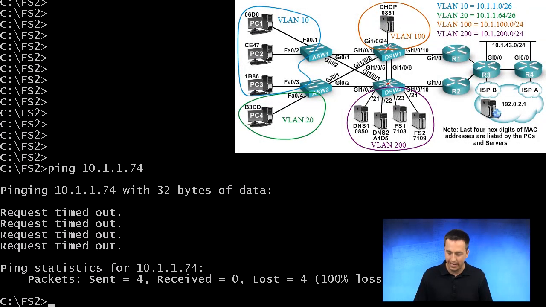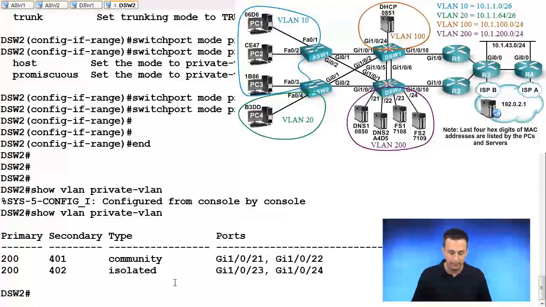Now, why is that? Think about it. Have we identified the promiscuous port, the port that goes up to the default gateway? No, we haven't. We haven't defined the promiscuous port yet. Who's going to be our promiscuous port on DSW2? Think about that. Examine the topology right now.